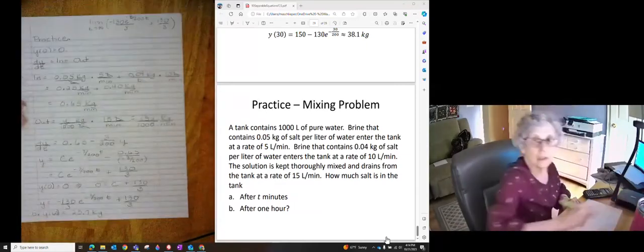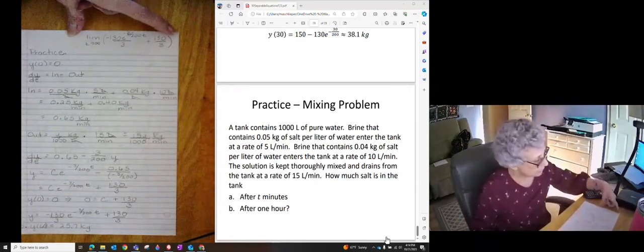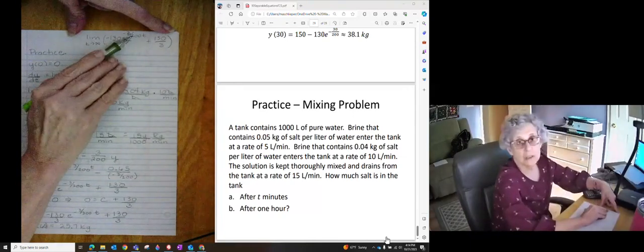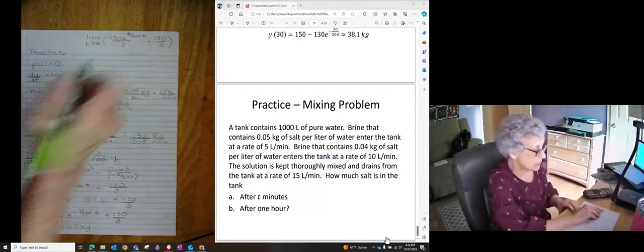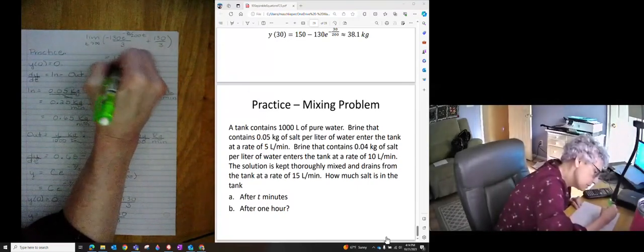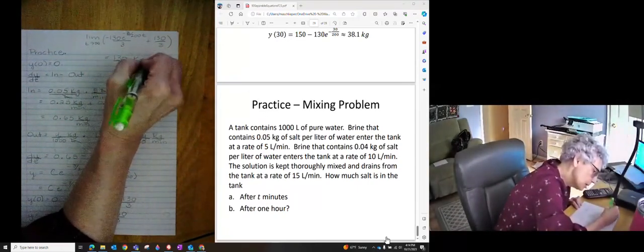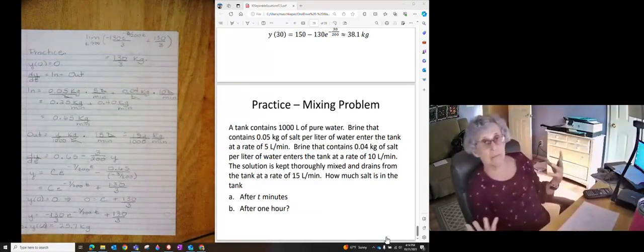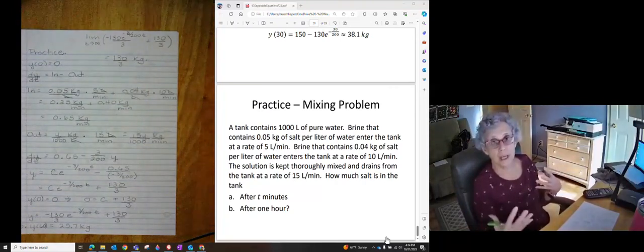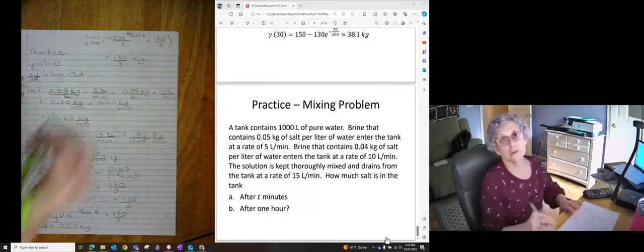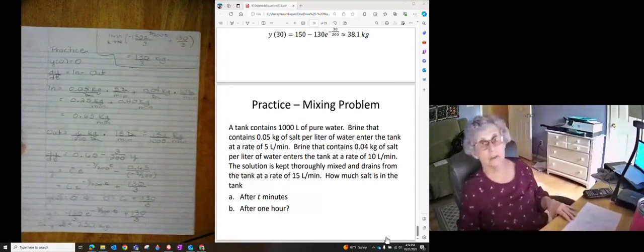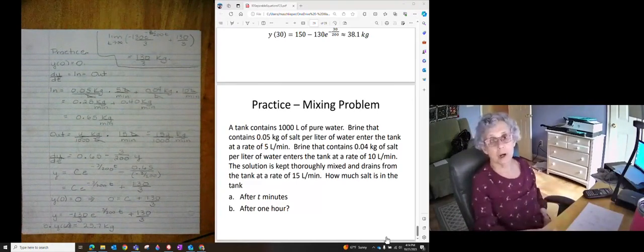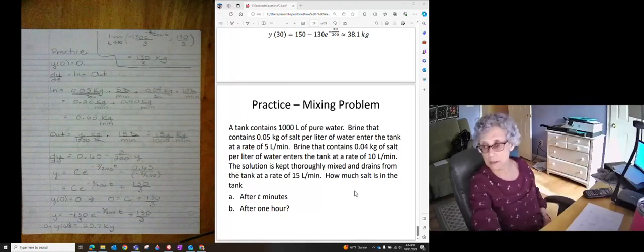plus 130 over 3. So if we look at this, we have a negative exponent on our e, which means it's really down below the fraction bar, and big bottoms go to 0, so this limit is equal to 130 over 3 kilograms. So after a long time, we expect the amount of salt in the tank to stabilize at about 130 over 3 kilograms. So that's just another interesting question you can answer from these mixing problems and using differential equations. So, fun stuff. Go practice. You can do it.